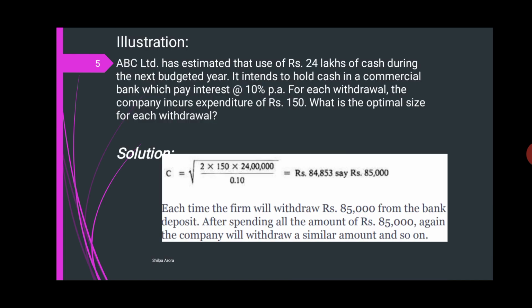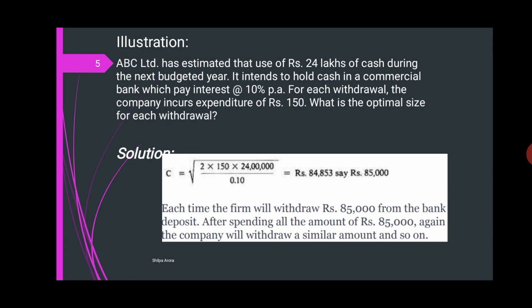Now let us take one illustration to better understand the concept of Baumol's model. ABC Limited has estimated the use of rupees 24 lakhs of cash during the next budgeted year. It intends to hold cash in a commercial bank which pays interest at 10% per annum. For each withdrawal, the company incurs expenditure of rupees 150. What is the optimal size for each withdrawal? So you have to find out C, which is the optimum cash balance.